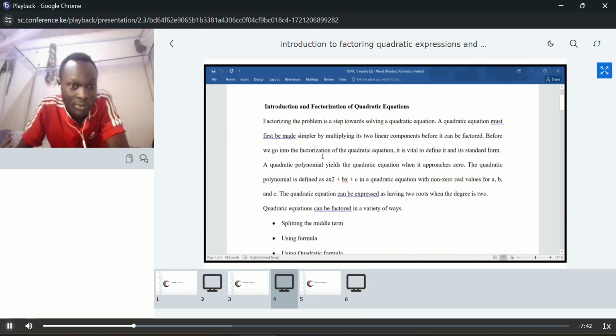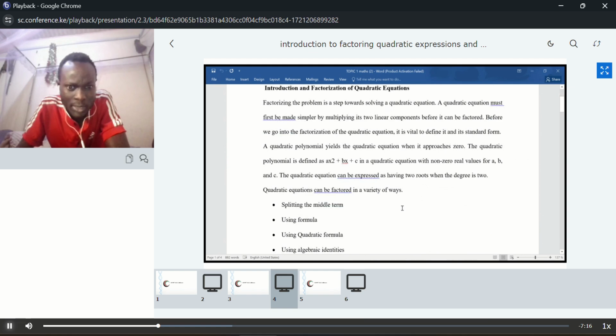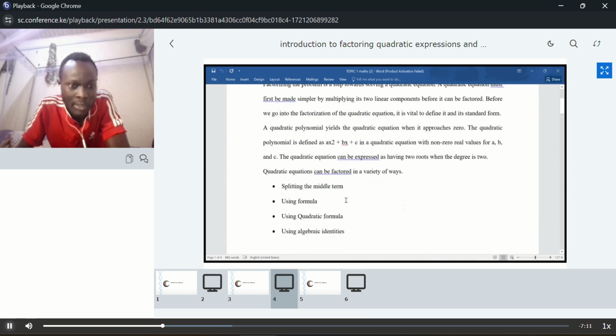And before we go into the factorization of quadratic equations, it is vital to define it and its standard form. A quadratic polynomial yields the quadratic equation when it is set to zero. The quadratic polynomial is defined as ax squared plus bx plus c, with non-zero real values for a, b, and c. The quadratic equation can be expressed as having two roots when the degree is 2. And the quadratic equation can be factored in a variety of ways.